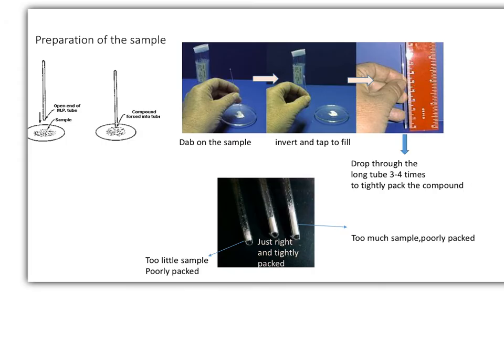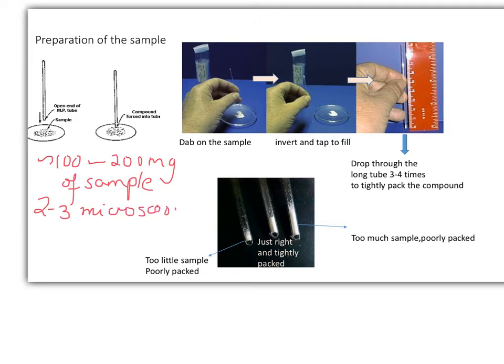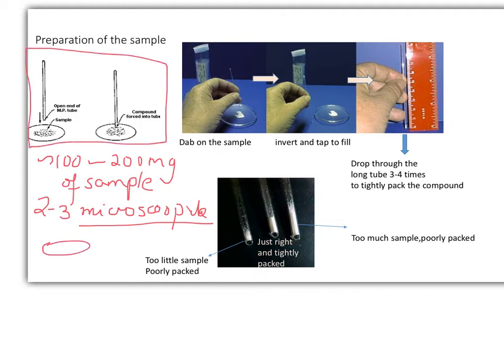So now your instructions ask you to take approximately 100 to 200 milligrams of your sample, and I would advise you not to go there and weigh it out exactly, but you can just take 2 to 3 microspatulas and put them on a watch glass the way I'm showing you here in this first picture.